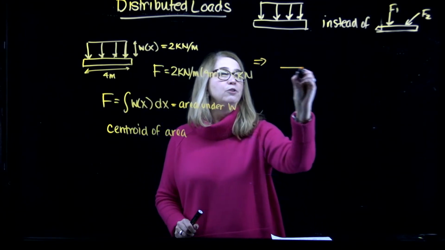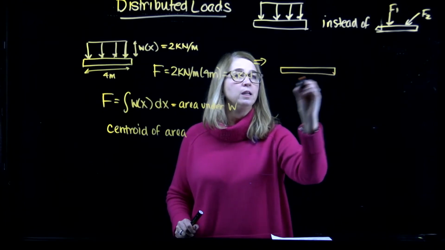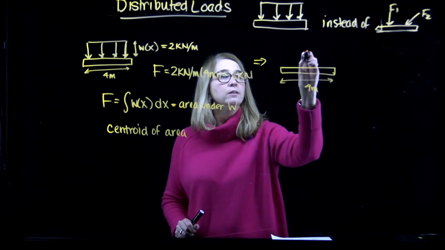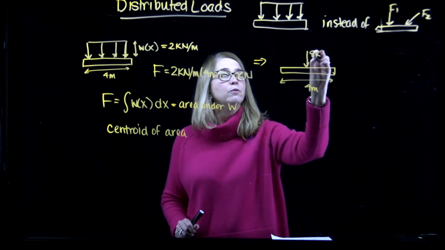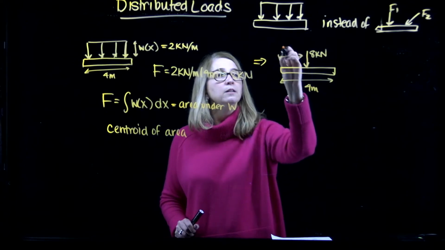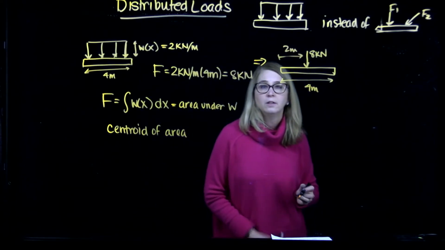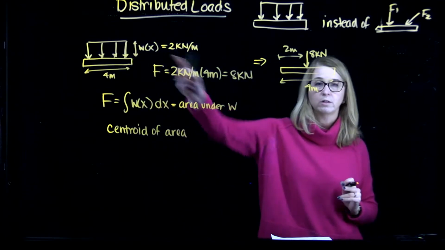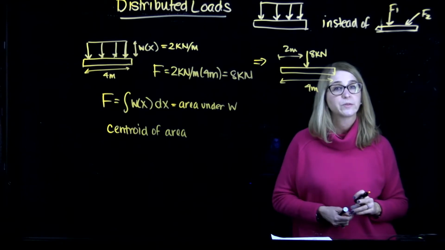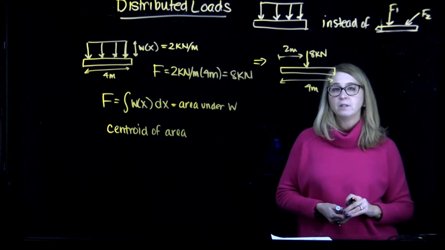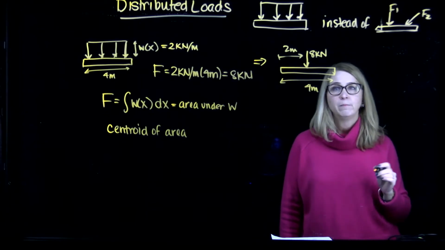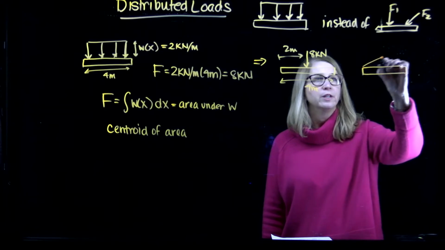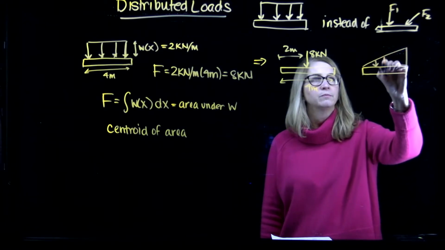And so I could replace this particular picture. I could redraw it. Here's my beam. It's 4 meters long, and there's an 8 kilonewton force acting 2 meters from the end. This is the exact same as what we started with, but I've drawn it more simply. Other shapes might be more difficult, but there are some that we can remember pretty easily. For instance, a triangle.